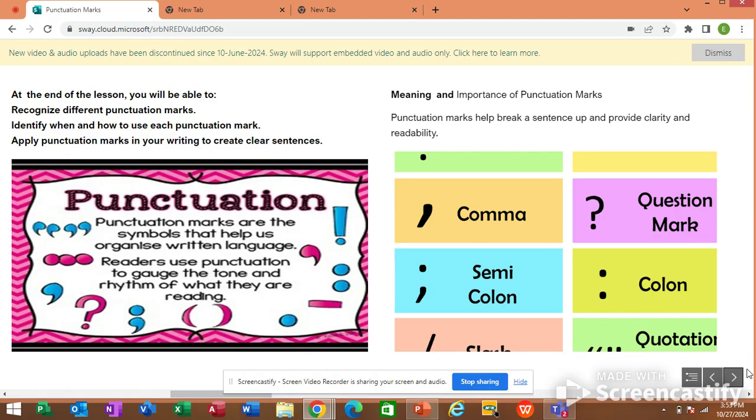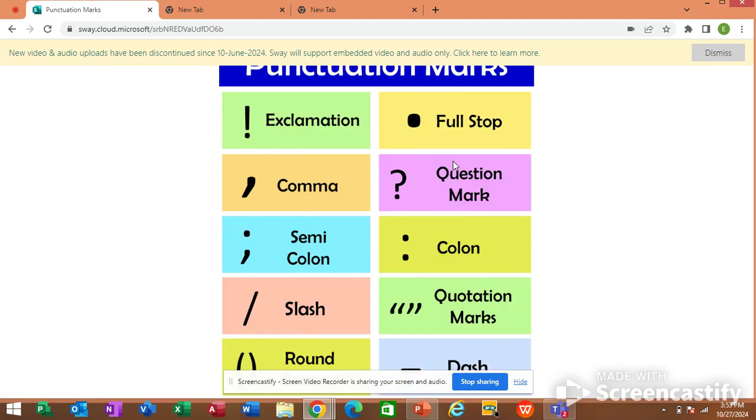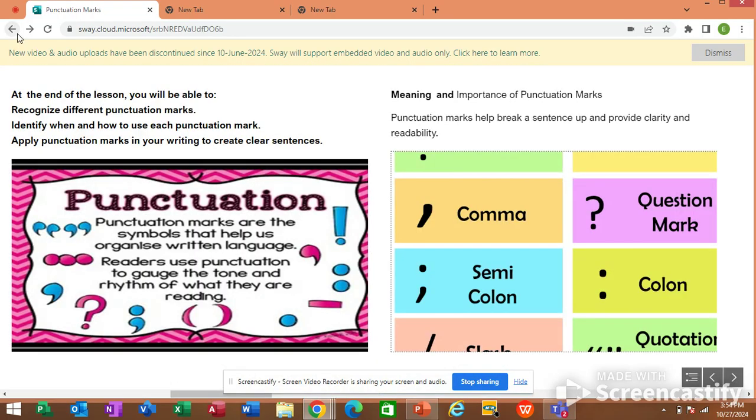Now let's look at some of the examples of these punctuation marks. If you look at what I have here, you can see the first one there. The first one there is exclamation mark. Then we have a comma, we have a semicolon, we have a slash, we have a full stop, we have a question mark, a colon, and a quotation mark. But we are not going to do all of them. We are not going to learn all of them at the same time. So we are going to take them bit by bit.